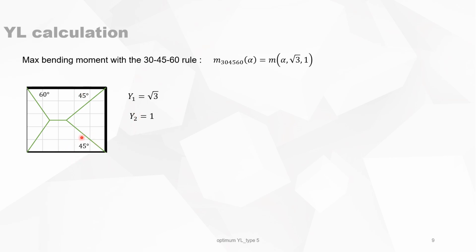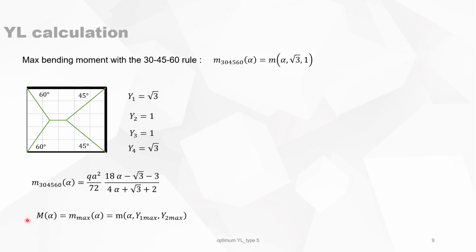y3 is the tangent of 45 degrees, it's also 1. And then y4 is the tangent of 60 degrees. So this is the 30, 45, 60% rule. We are going to substitute those variables in the general formula of the bending moment, and we obtain this formula. We know already from the previous slide what the formula is of the optimized bending moment, which is in fact the general formula for bending moment with y1 equal to y1 max and y2 equal to y2 max.